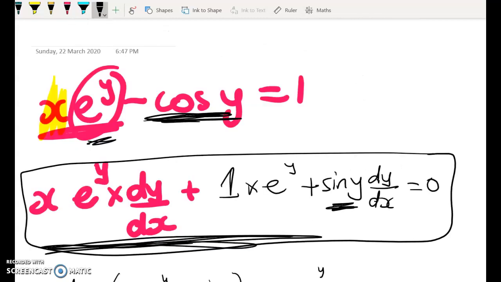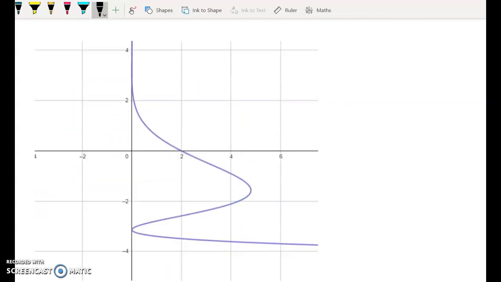Let's go back to our graph and have a look and see if that's right. Here we are. Yep, that looks perfect, right? So here's my tangent line here with a slope of negative 1/2.